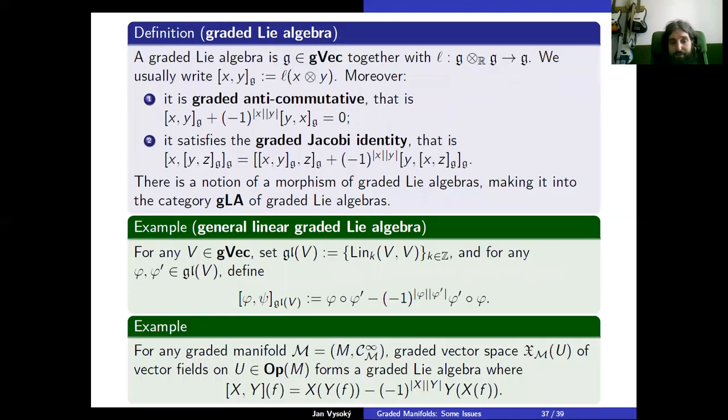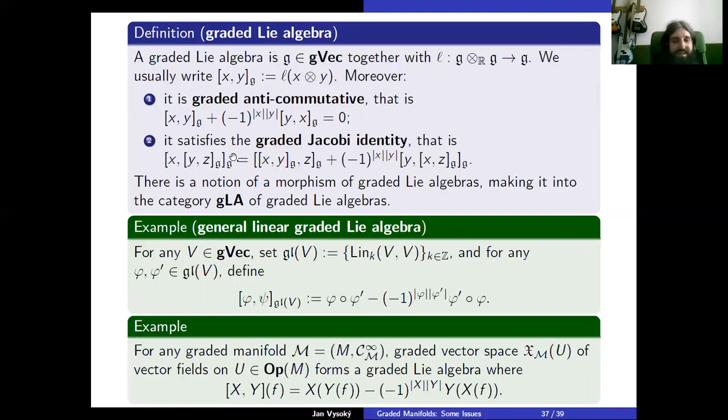And then, of course, if you have a graded Lie group, you can talk about graded Lie algebras. So what is a graded Lie algebra? It's a graded vector space together with a linear map from G tensor G to G. One, of course, uses this binary notation, which is more common, the bracket notation. So the bracket of x and y is this multiplication evaluated on x tensor y. And you assume that this bracket is graded anti-commutative, which is written here, and it satisfies the graded Jacobi identity.